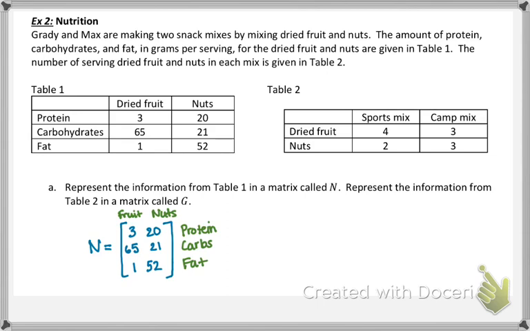And then we can represent the second table as a matrix G, and we can use a 2 by 2 matrix for 4, 2, 3, 3. In this case, the columns represent the sports mix and the camp mix, and the rows represent the amount of dry fruit and nuts. Okay, so just like what we did in the last lesson, instead of using a table, we're going to use a matrix. And in part B, we're going to do something with that to help us answer questions.